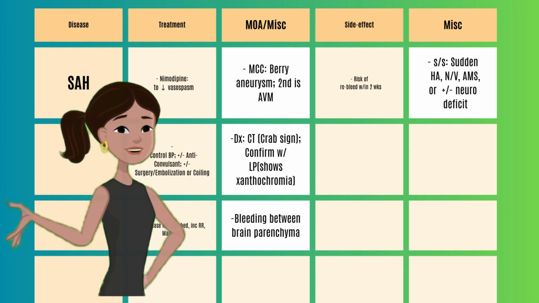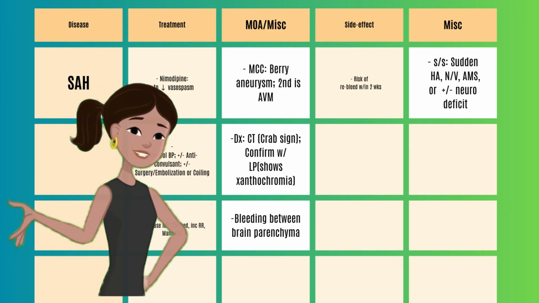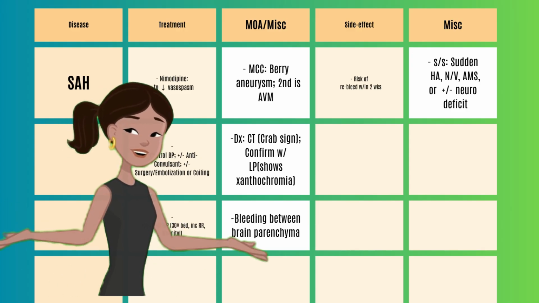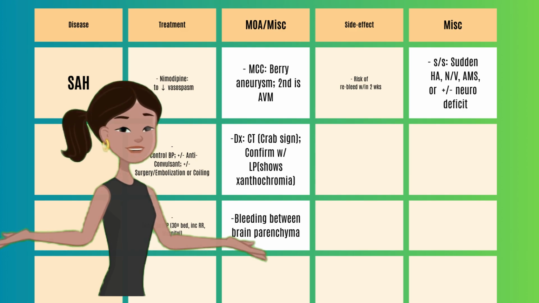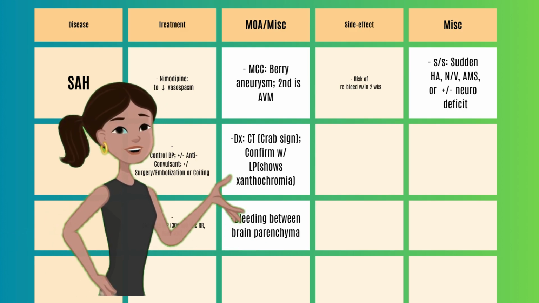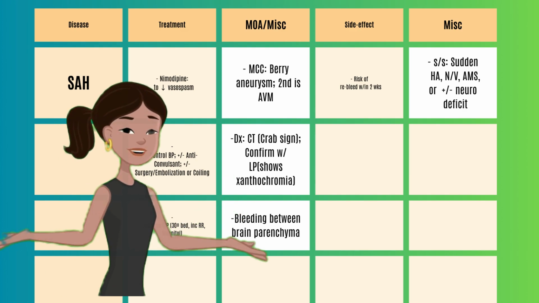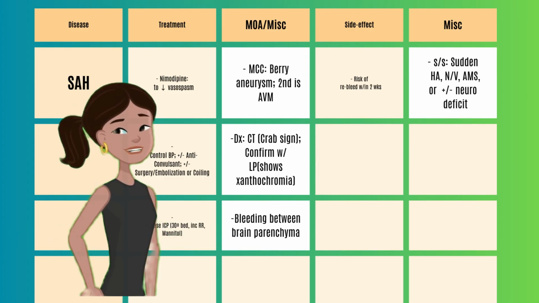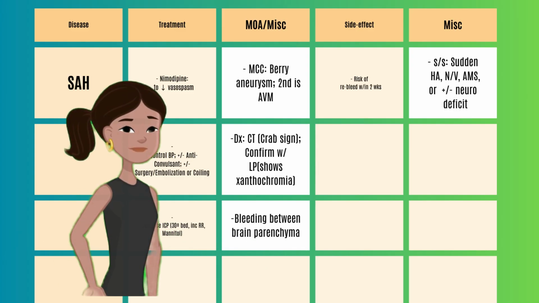The initial diagnostic step in evaluating a suspected subarachnoid hemorrhage is a non-contrast head CT scan, which may have a classic finding called the crab sign. If clinical suspicion remains high and the CT scan is negative, a lumbar puncture should be performed to look for xanthochromia. In the management phase, a CTA should be obtained to localize the source.